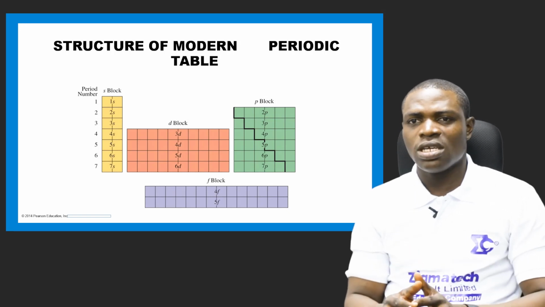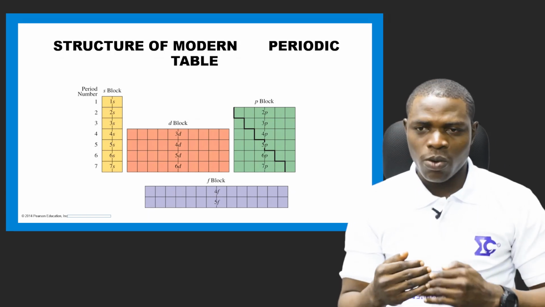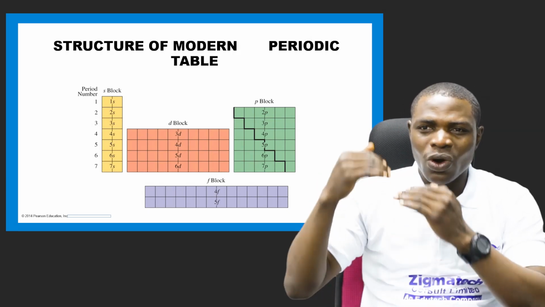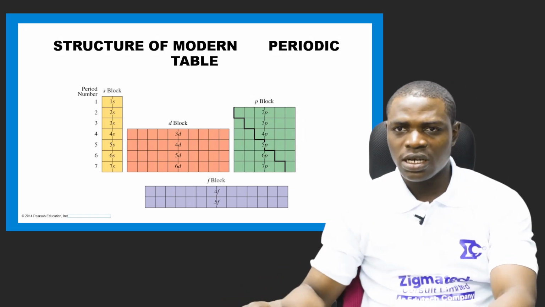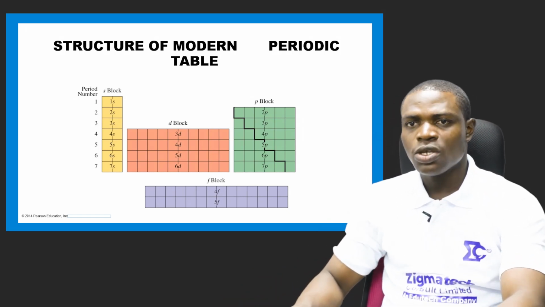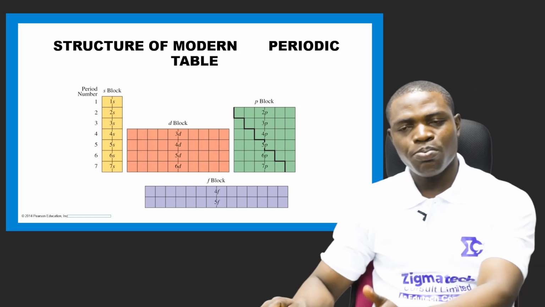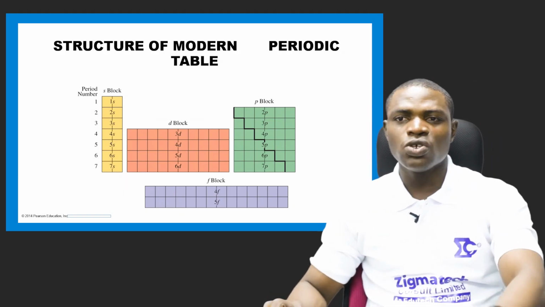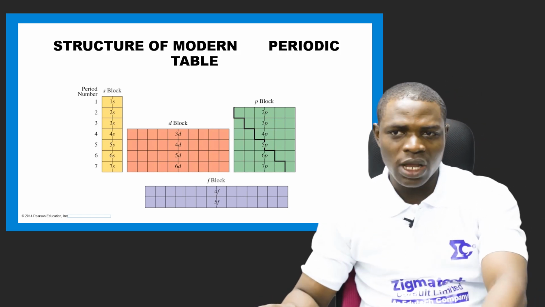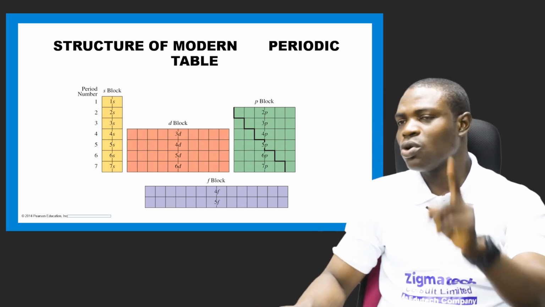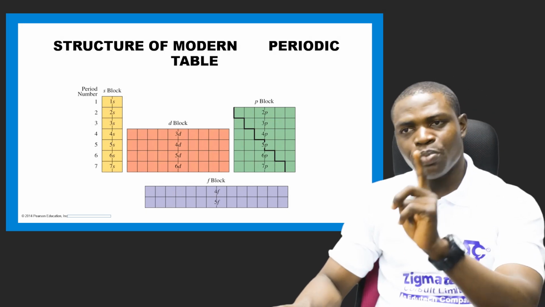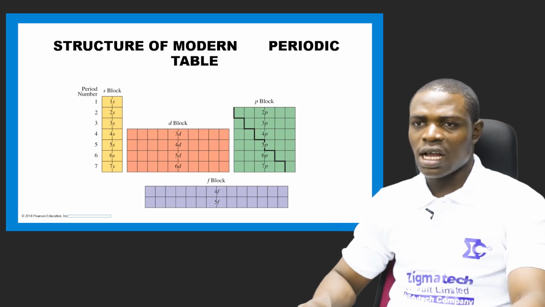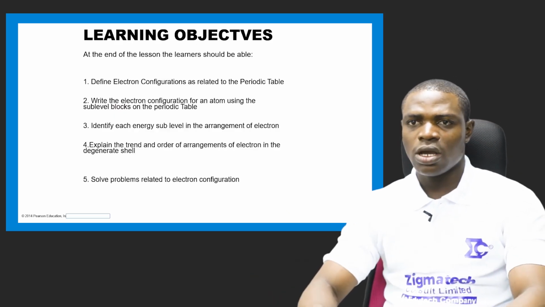The way they are arranged is such that if you go from one step, you climb a higher ladder, then you enter into another degenerate shell. So for S block elements, you start with 1s. For P block elements, you go to 2p. For D block elements, you go to 3d. And for F block elements, you go to 4f. So S starts with 1, P starts with 2, D starts with 3, and F starts with 4. That is the order.